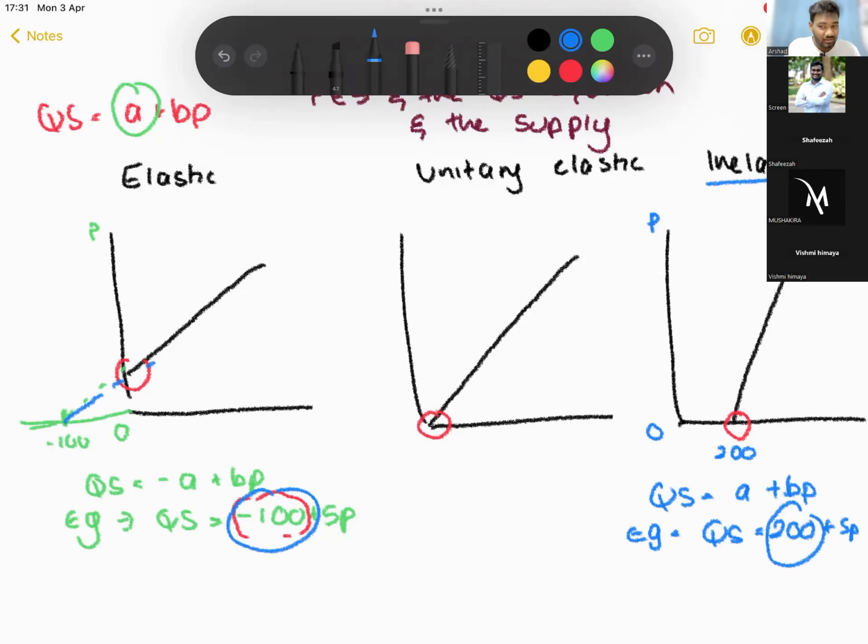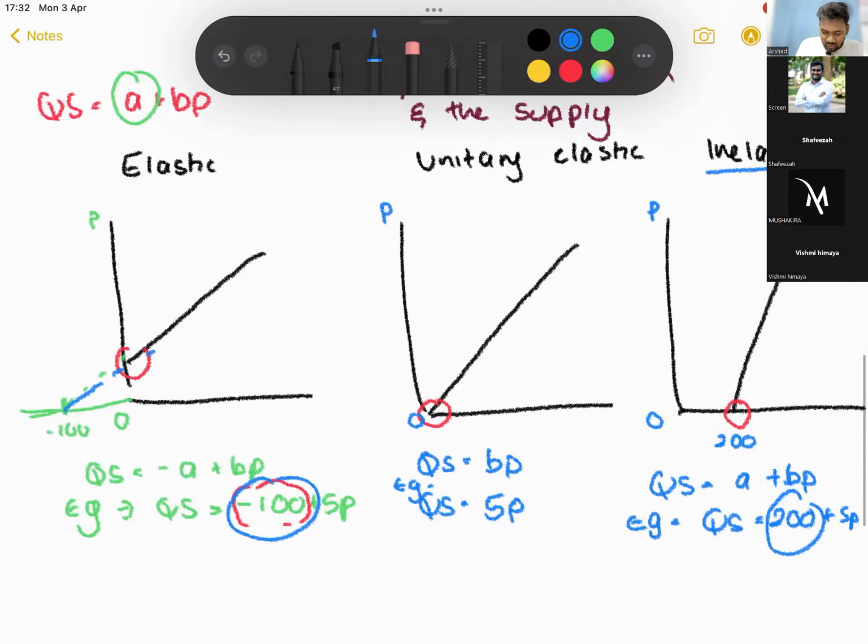Fine. Just by looking at the curve, guys, either the supply curve or the supply equation, you should be able to figure that out. And how will it look for a unitary elastic supply curve? In a unitary elastic supply curve, guys, the intercept is 0. So here it will be QS equals BP. There will not be any A component. So it will be QS equals, let's say, 5P for an example. But that's how it will look for a unitary elastic supply curve.